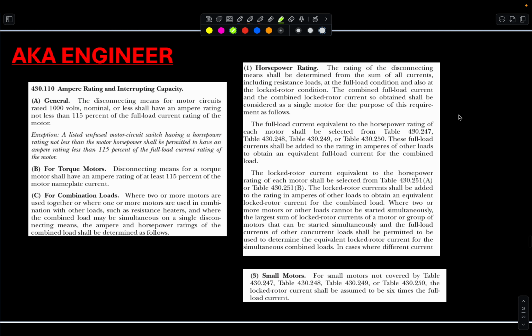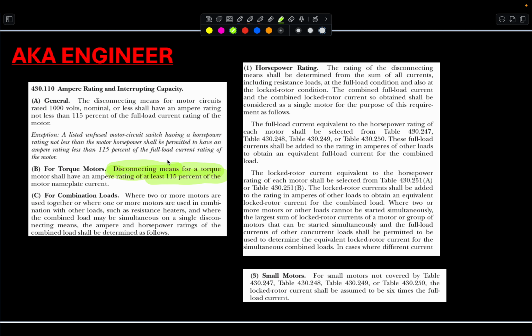Okay, so what are we looking at here? The ampere rating of the interrupting capacity, let me see here, for combination loads. Okay, for torque motors, disconnecting means. I think this is something that we're probably going to see a lot. It lists that unfused motors with a horsepower rating of less than a motor horsepower shall be permitted to have an ampere rating less than 115% of the load. Okay, so the disconnecting means for a torque motor shall have an ampere rating of at least 115%.